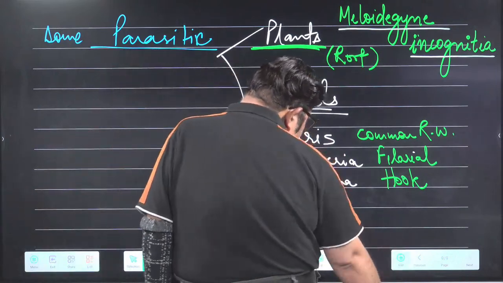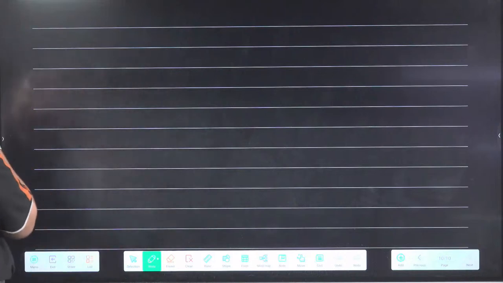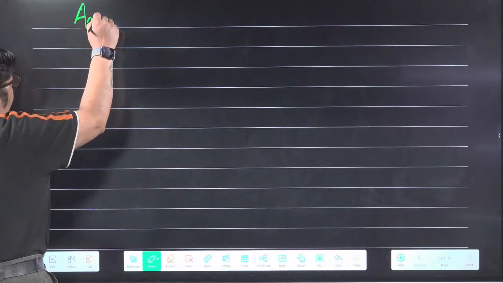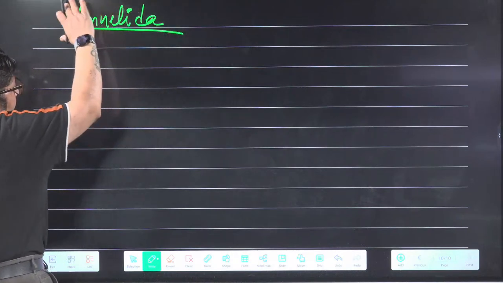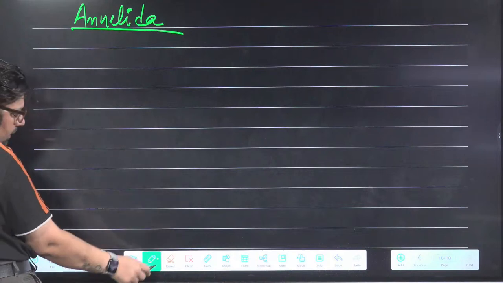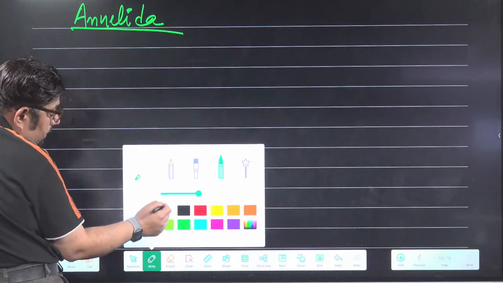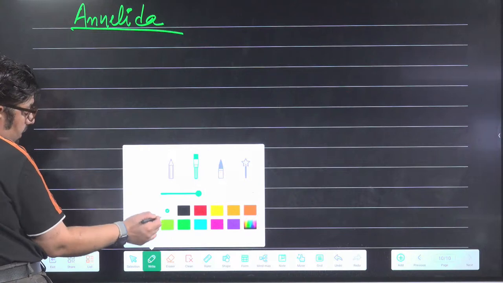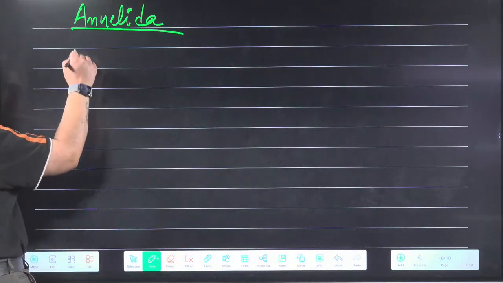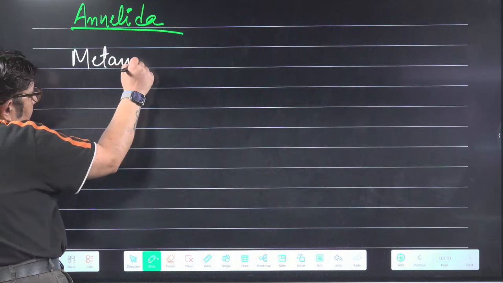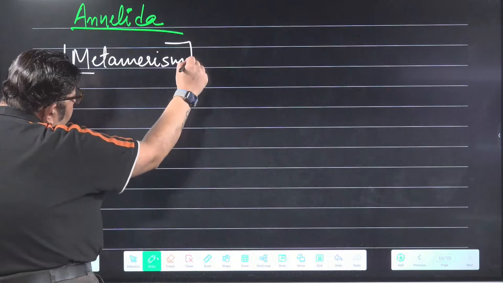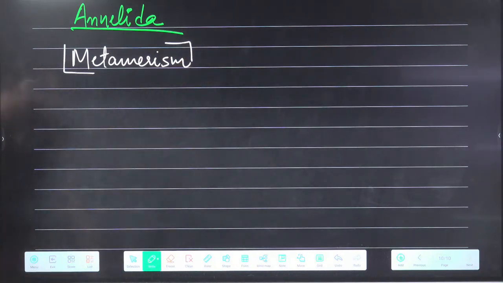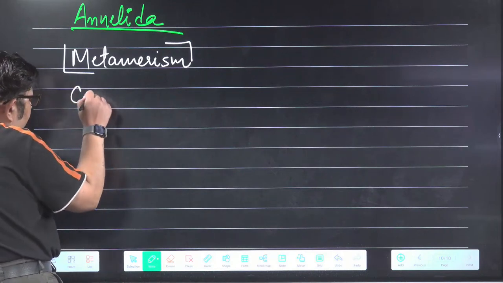Okay, done. Now let me go to the annelids, Annelida. Let us try to finish Annelida, because very little information is given about it, but some very important things happen in Annelida. First time, metamerism. Metamerism, a very, very important point. True segmentation is started. Then they have a true coelom.